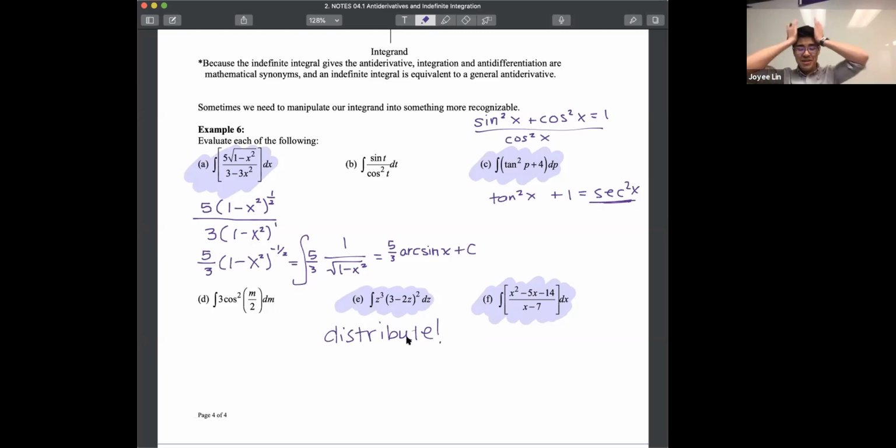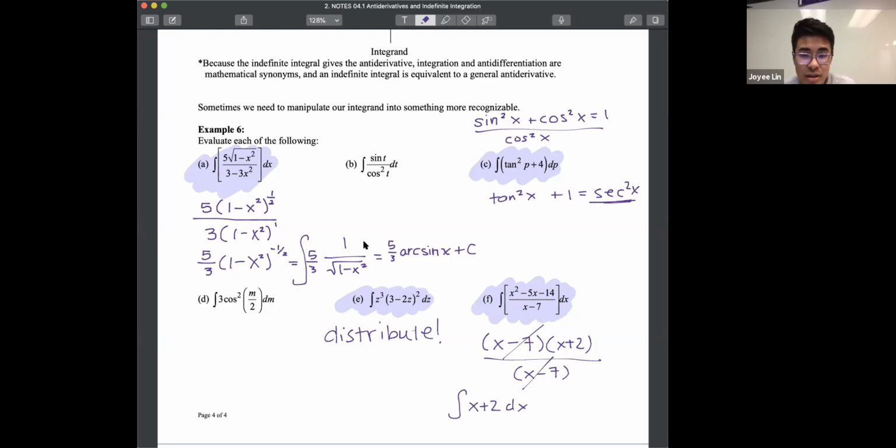Partial fraction decomposition. Oh my God, if they actually did that on the test. I know that's part of the BC curriculum, but oh. Factoring, yeah, you could factor, or do long division. So if we factor the top, always try to factor: x minus 7, x plus 2, all over x minus 7. And so we could just take the antiderivative of x plus 2 dx.